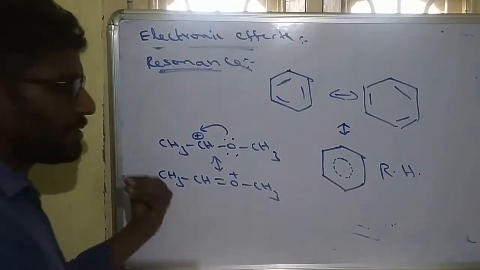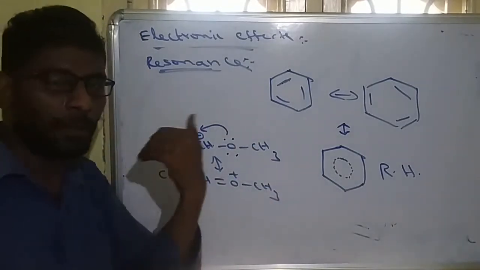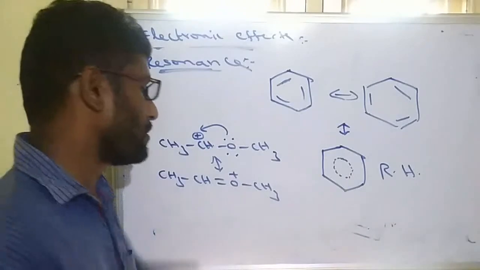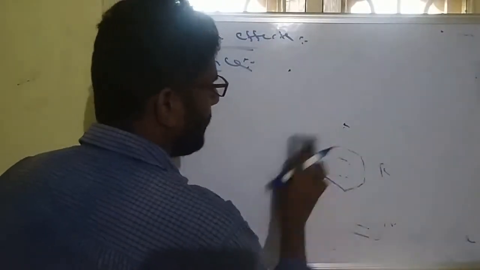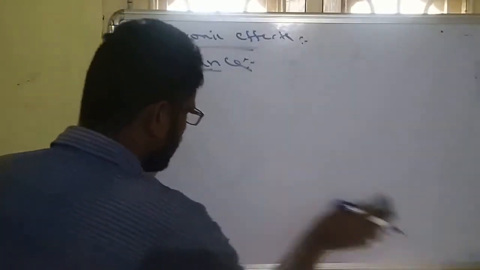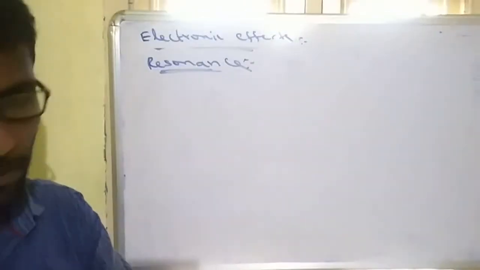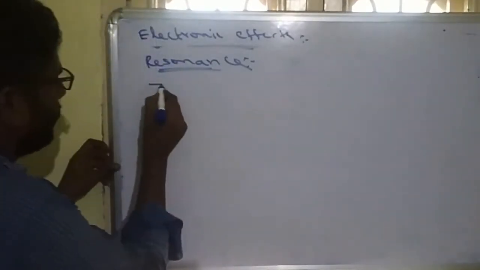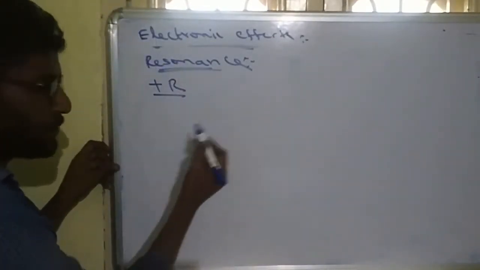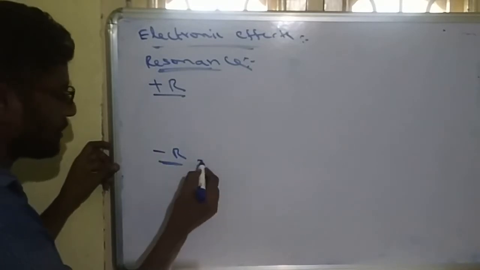Resonance increases the stability of a compound. The more the number of resonance structures, the more the stability of a compound. Now this resonance is classified mainly into two types: one is positive resonance, one is negative resonance. It is based on the benzene ring mainly. Plus R is there, the positive resonance effect, and minus R is also there.